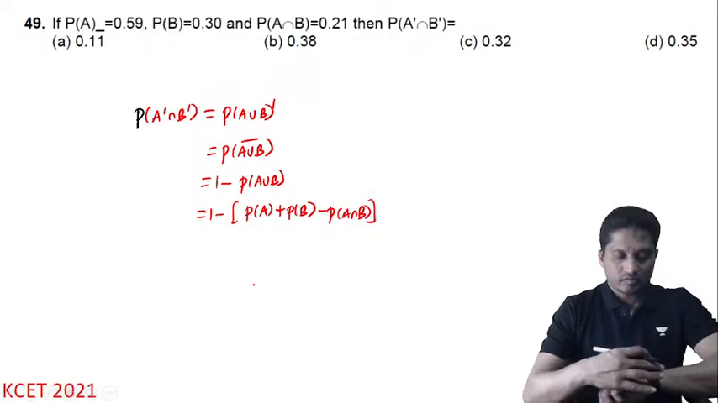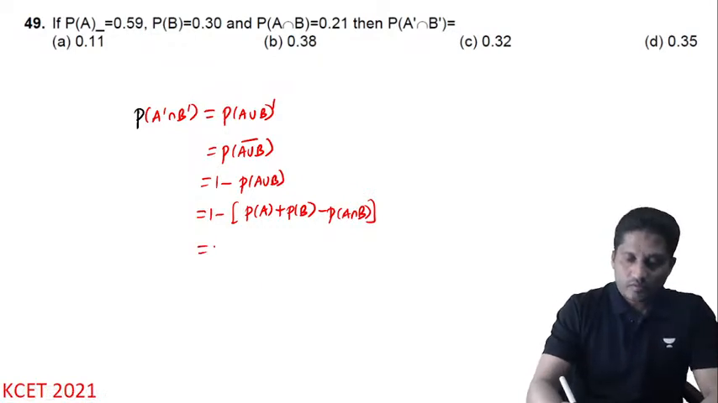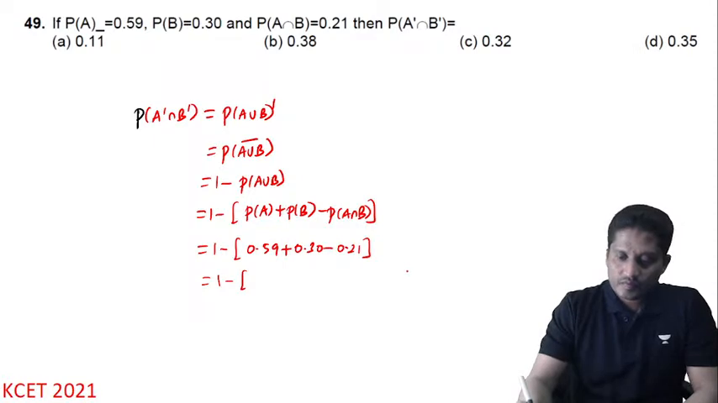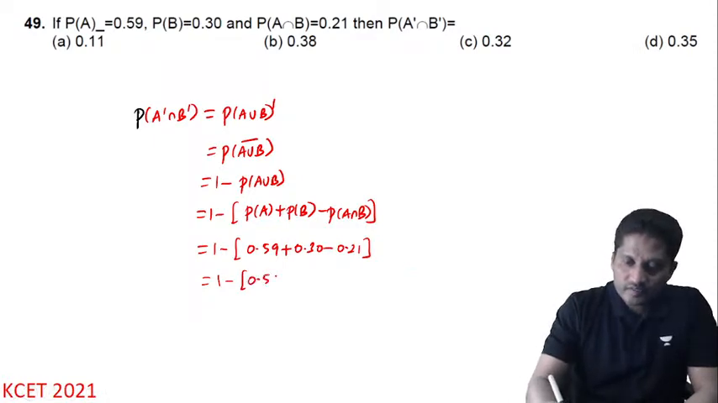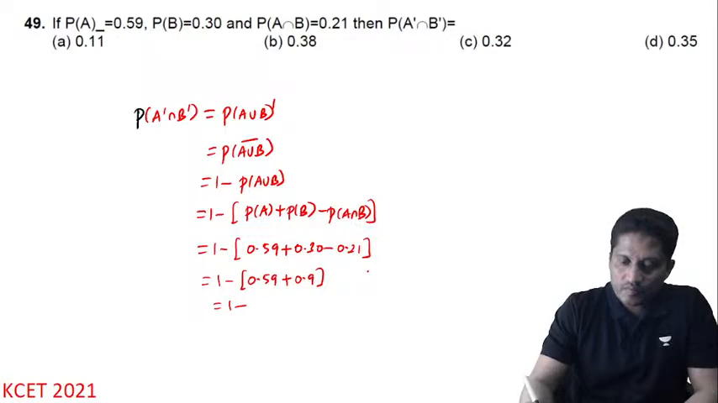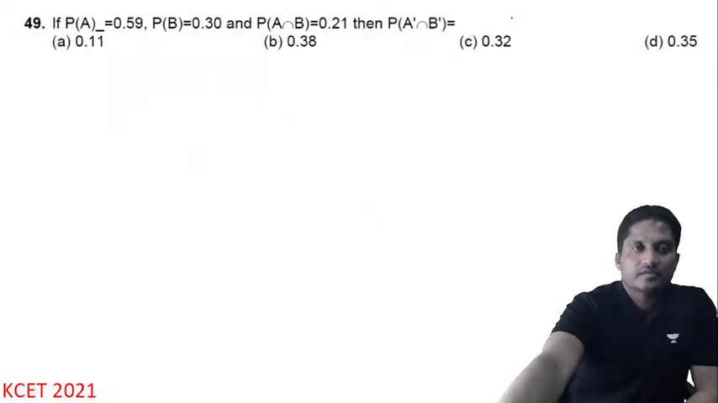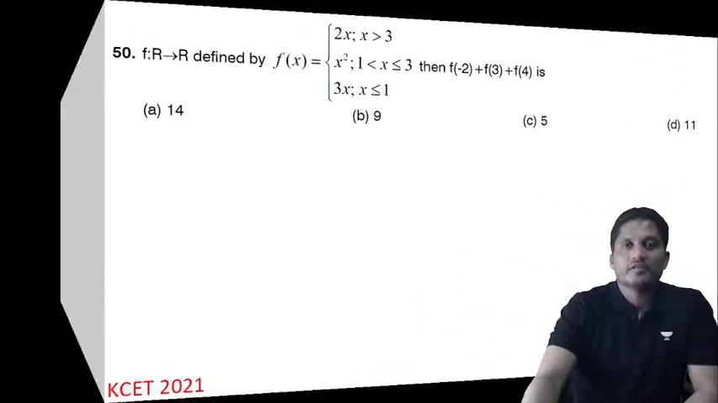Okay, now this is equal to 1 minus of P of A is 0.59, P of B is 0.3, and P of A intersection B is 0.21. This is 1 minus of 0.59 plus 0.3. Okay, this is equal to 1 minus 0.68, which is equal to 0.32. Answer is option C. Right, question number 50.